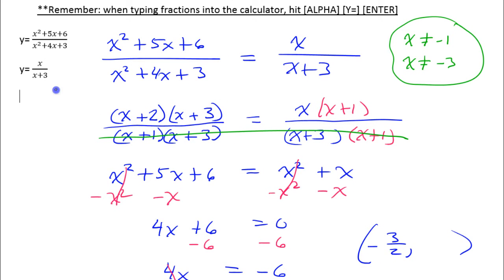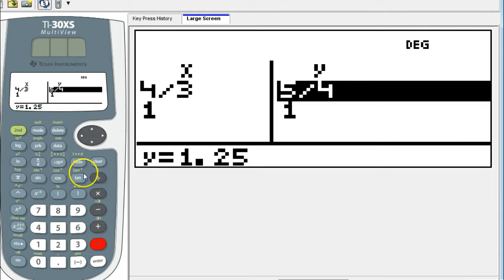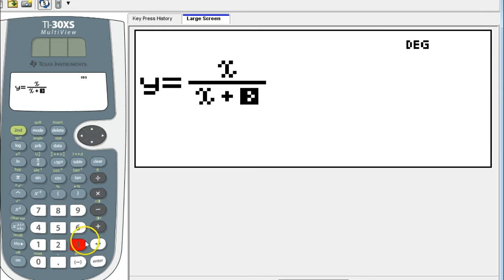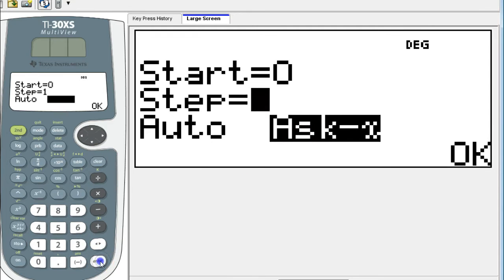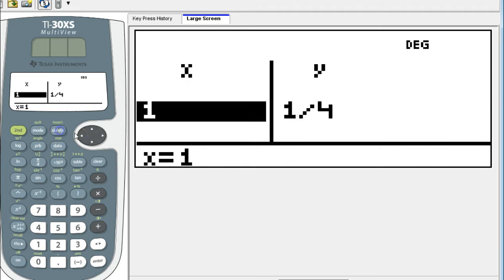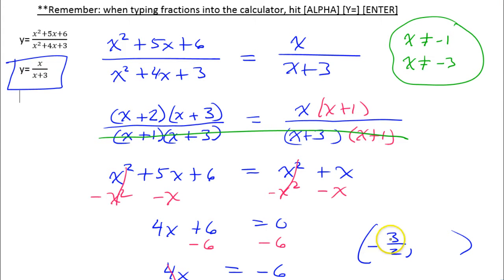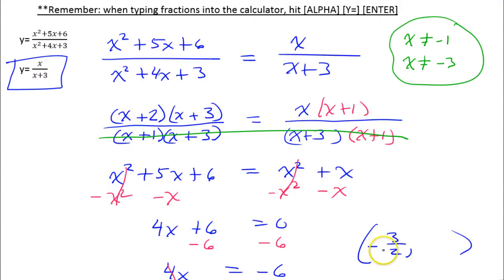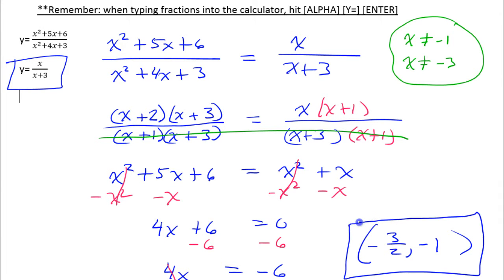I can use either one of these two equations to help me out. I'm going to use the bottom one, and I am going to use my calculator just to save me a little bit of time. So I have x over x plus 3, and I'm going to use Ask X mode. Whoa, didn't mean to do that. I meant to hit delete. So my x value is negative 3 over 2. So I want to evaluate the function at negative 3 over 2. And the y value is negative 1. So this should be my solution.